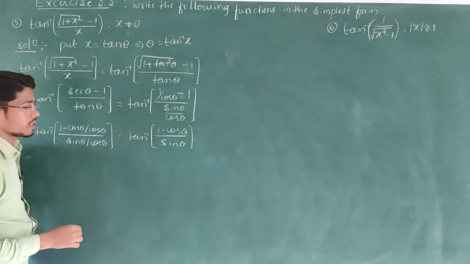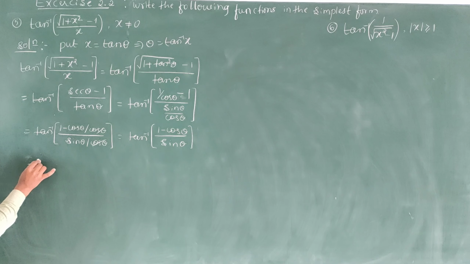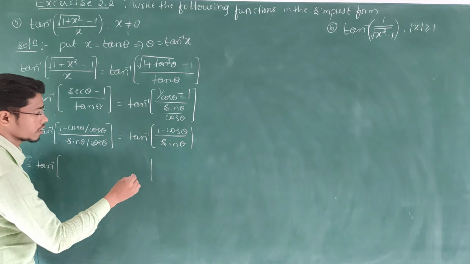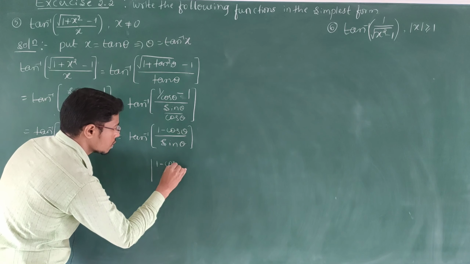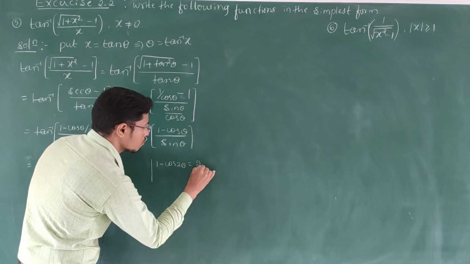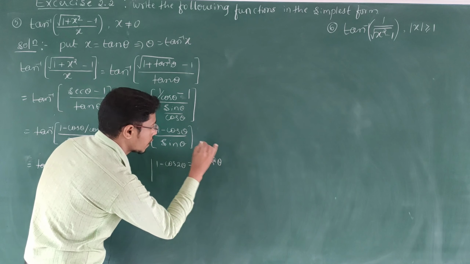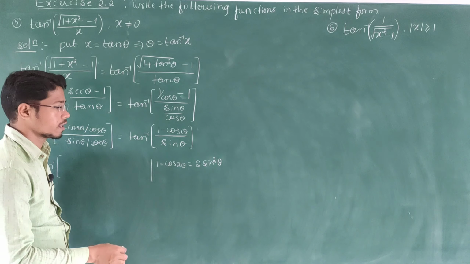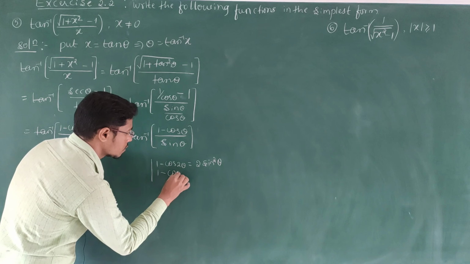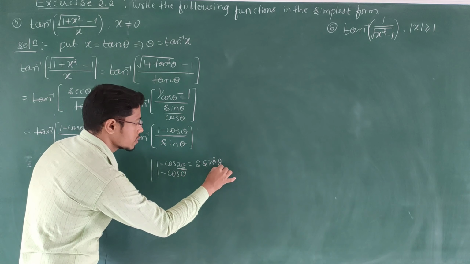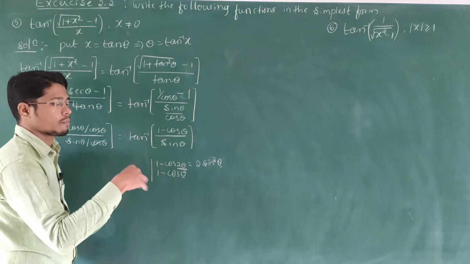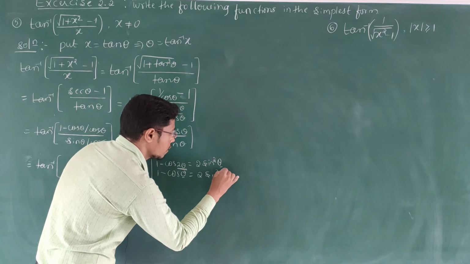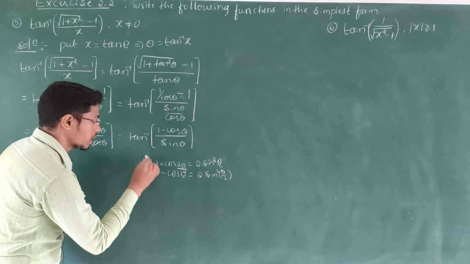Okay, I will use here half angle formulas. So tan inverse of 1 minus cos theta is there, I will write the formula here. 1 minus cos 2 theta is 2 sin square theta. So the formula for this is 1 minus cos 2 theta equal to 2 sin square theta. Here 1 minus cos theta is there. Okay, 2 theta becomes theta, theta will become theta by 2. 2 sin square theta by 2. Next, sin theta.